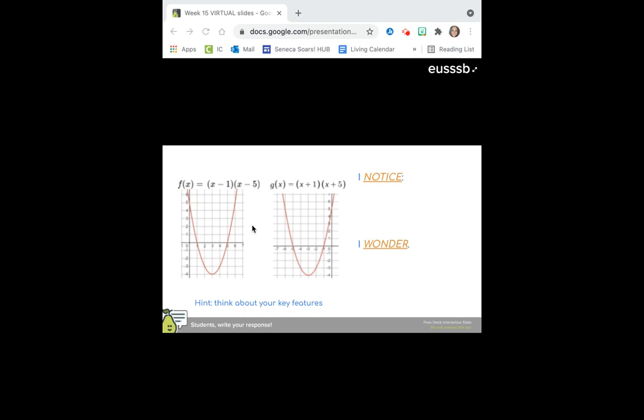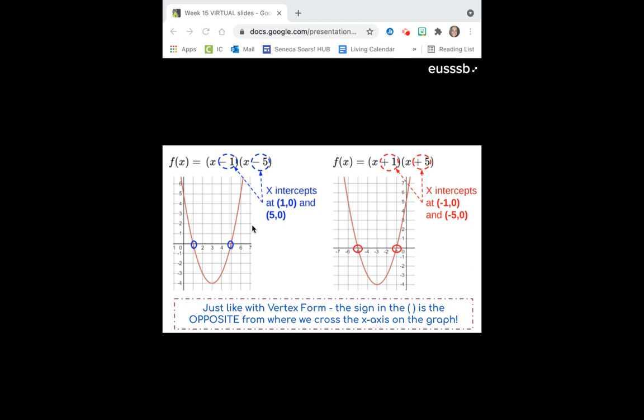All right, so if we dig into that with those signs, and we look at our key features, notice if you haven't already that f of x, like I said, has two minus signs and it has two positive x-intercepts, one at (1, 0) and one at (5, 0). And then the second one there is x plus 1, x plus 5, and that has two x-intercepts, both negative, at (-1, 0) and at (-5, 0).